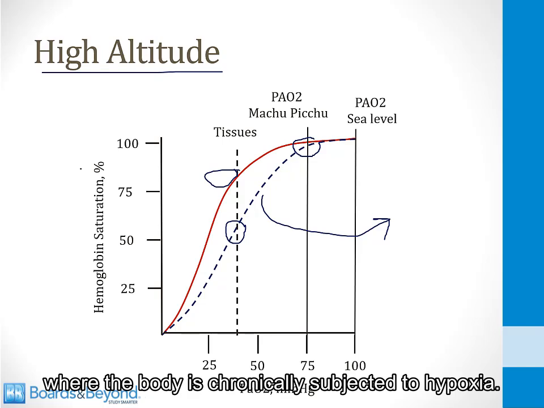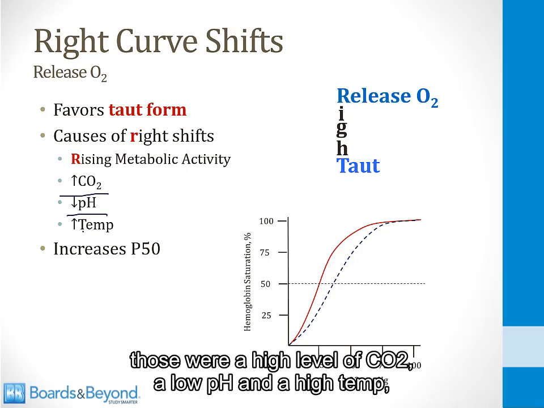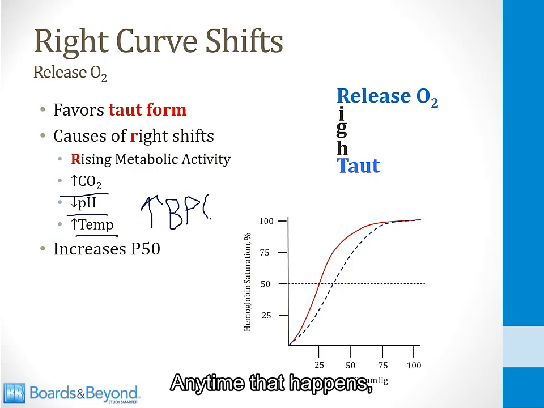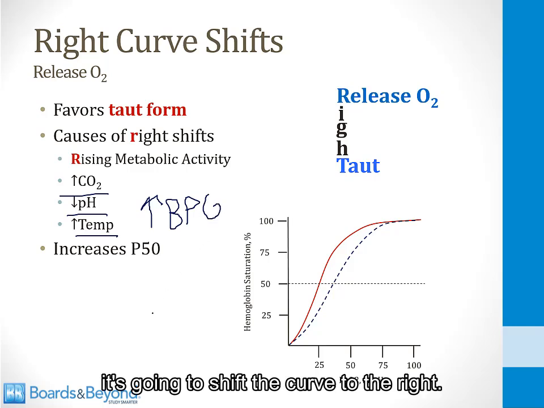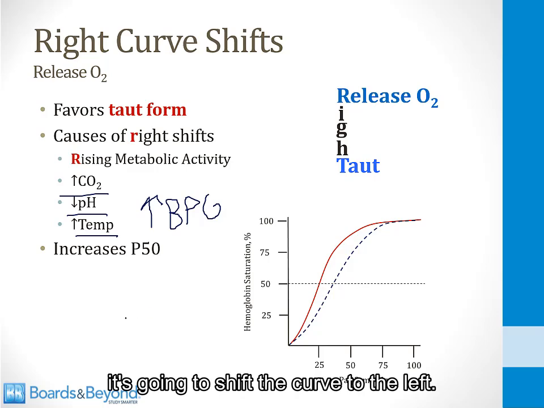subjected to hypoxia. So if we go back to our causes of right curve shift, those were a high level of CO2, a low pH, and a high temp. And we can add to this list an increased level of 2,3-BPG. Anytime that happens, it's going to shift the curve to the right. And anytime the level of BPG goes down, it's going to shift the curve to the left.